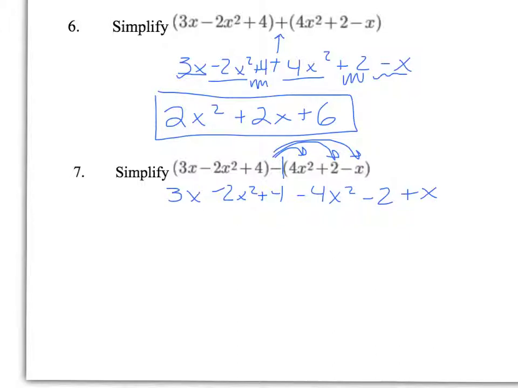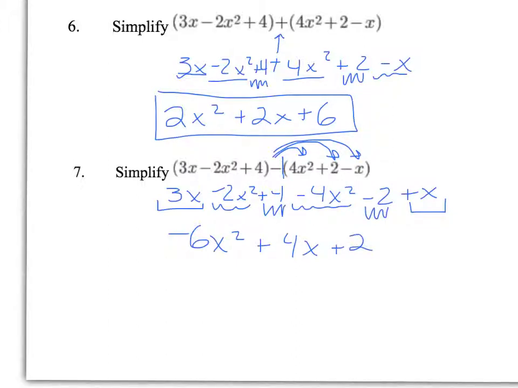Okay, now I can combine my like terms. I have negative 4x squared and negative 2x squared, making negative 6x squared. I have 3x and x, making 4x. And I have 4 and negative 2. 4 and negative 2 makes positive 2. And that's the warm-up.